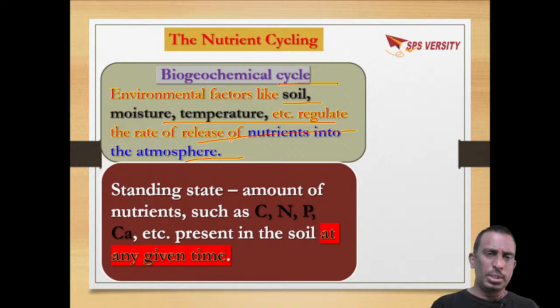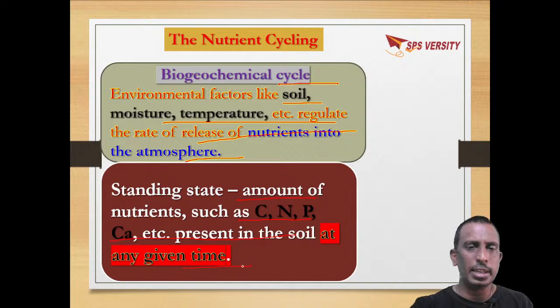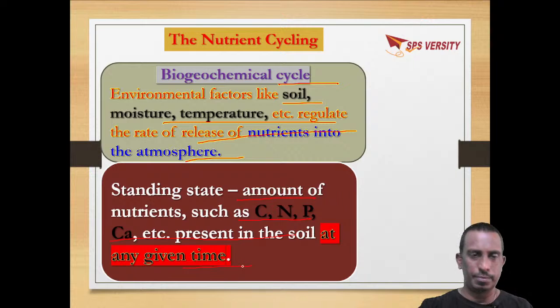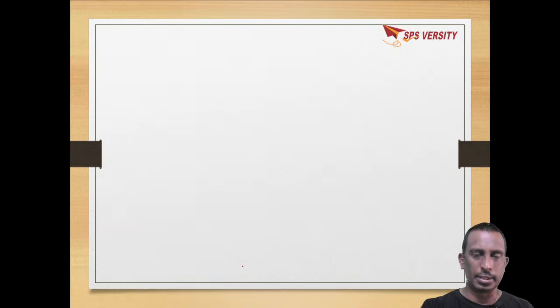Now when you come to standing state, that is the amount of nutrients present. Nutrients here means carbon, nitrogen, phosphorus, calcium present in the soil at a particular time, which is called the standing state. So standing state means the amount of nutrients present in the soil at a given time.